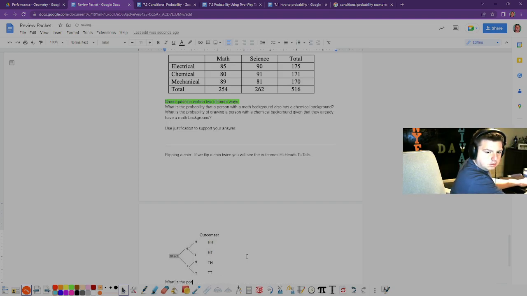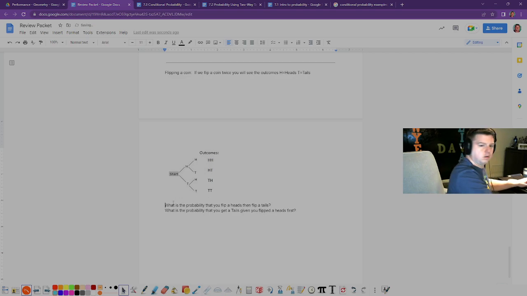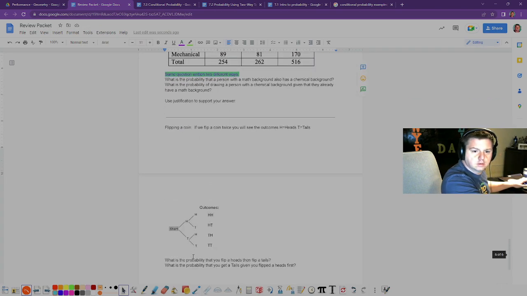What is the probability that you flip a head then flip a tails? Same question, two different ways. That's that. And then use justification. Paste that.